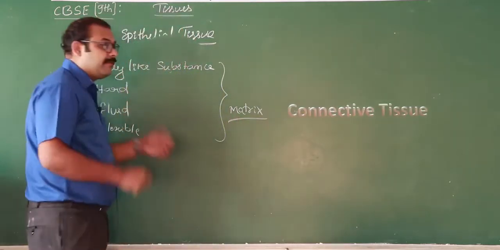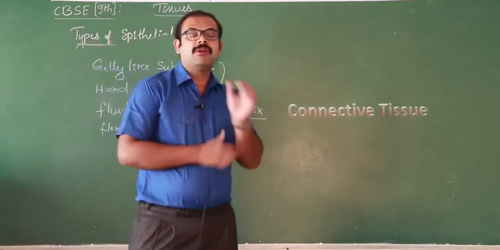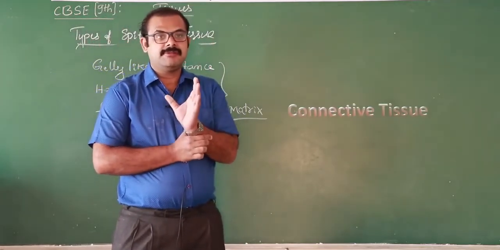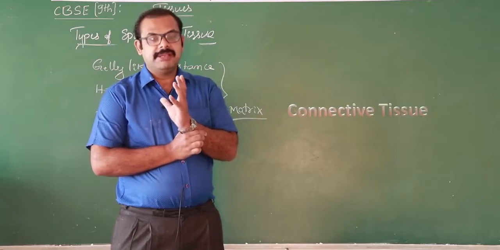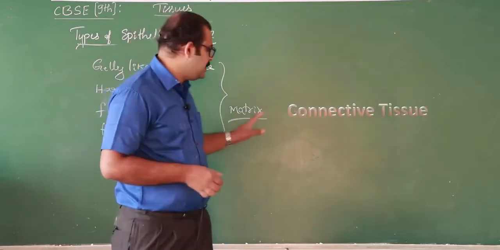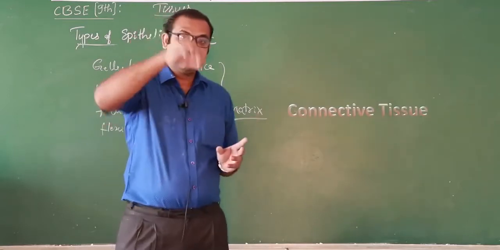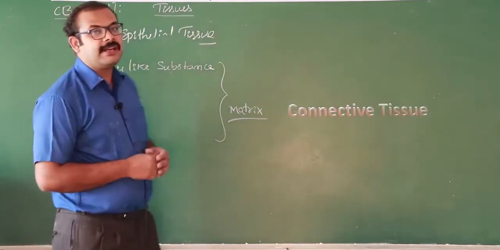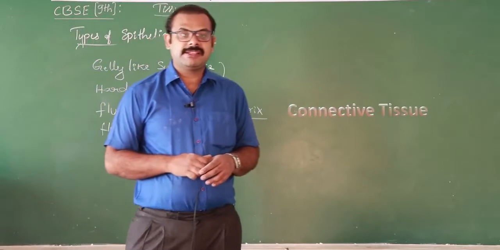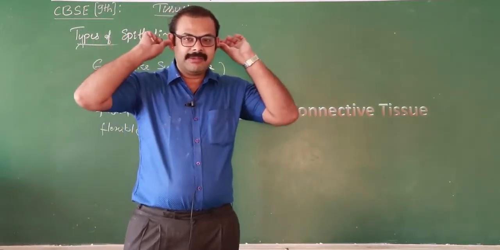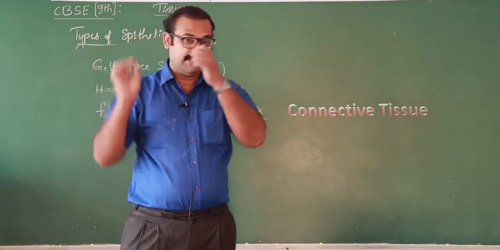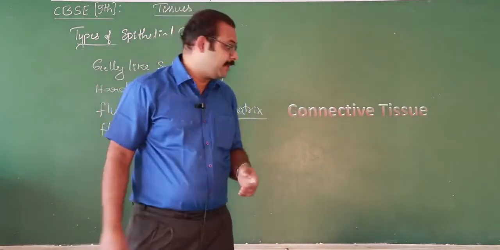Then it may be hard. For example, bone is very hard in nature, and this is because of the presence of some minerals, because of which the matrix is very hard, and in that the cells are embedded. And flexible, say cartilage. Cartilage is very flexible. See, the ear is made up of cartilage. You can bend it, it is very flexible, and the tip of the nose is also very flexible.